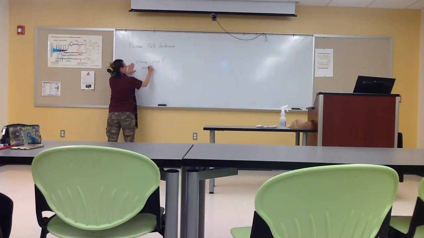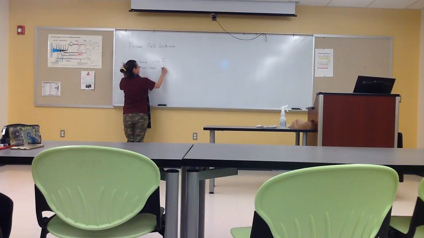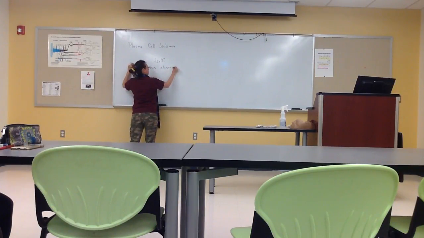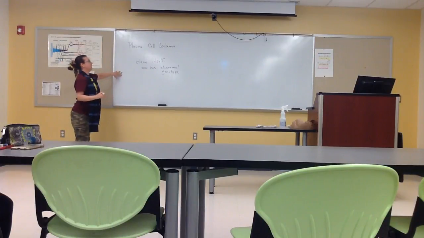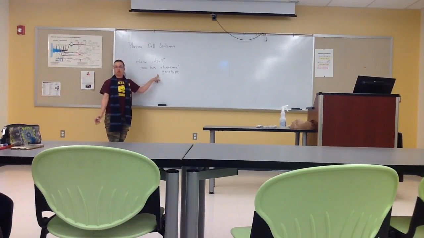So it clones itself and has an abnormal genotype. So you end up getting a whole bunch of these cells, plasma cells, that have an abnormal genotype to them. And you have a whole bunch of them that end up making a whole bunch of the same antibody, okay?